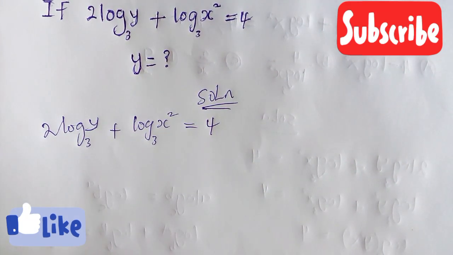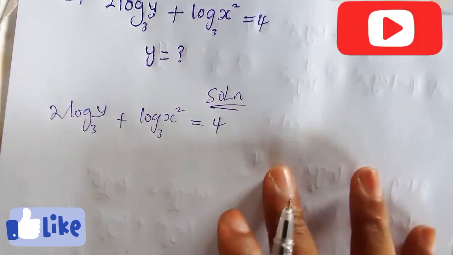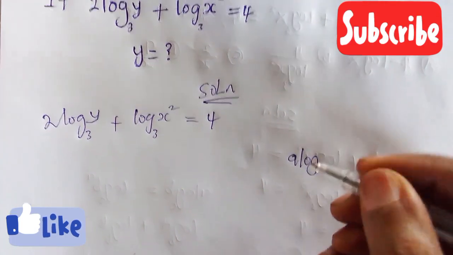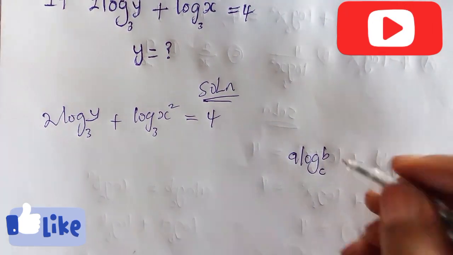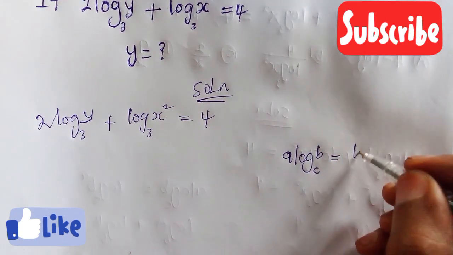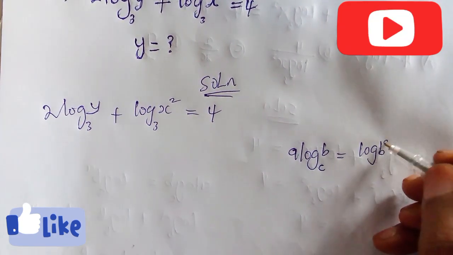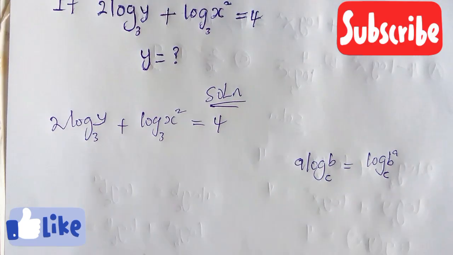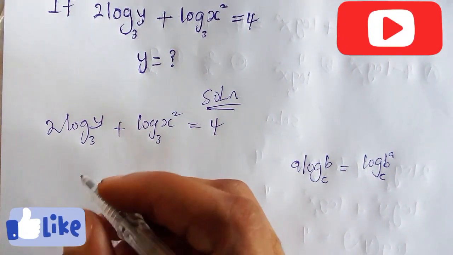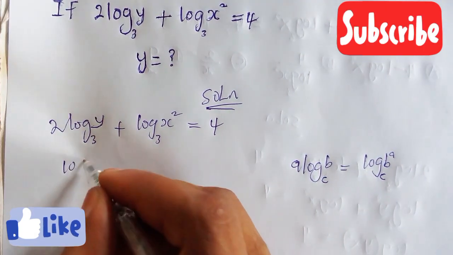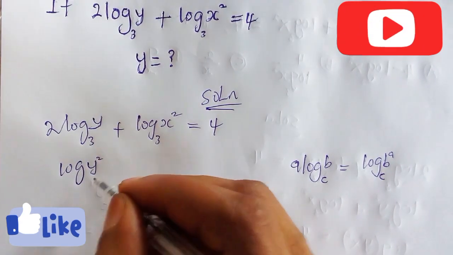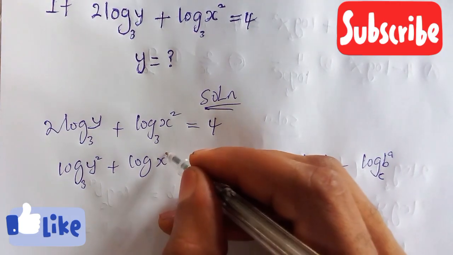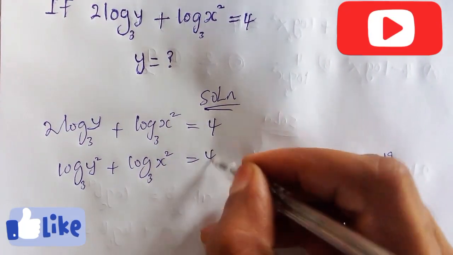To solve this left hand side, we are going to apply this law to it. A log b to the base c is equal to log b raised to power a to the base c. This is a law of logarithm. Apply this here. 2 will come to the front here. We are going to have log y raised to power 2 to the base 3 plus log s squared to the base 3 is equal to 4.